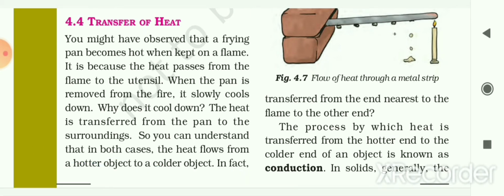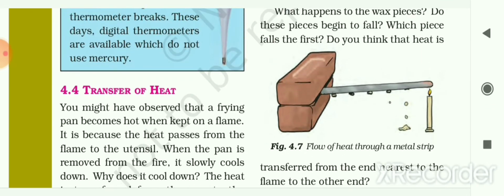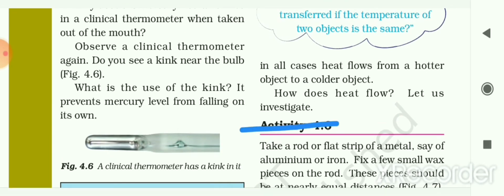So you can understand that in both cases the heat flows from the hotter object to the colder object. In the first case, heat flows from the flame to the pan, and in the second case the heat flows from the pan to the surrounding. And in fact, in all cases, heat flows from the hotter object to the colder object. So how does this heat flow? To find that, one activity is given here.